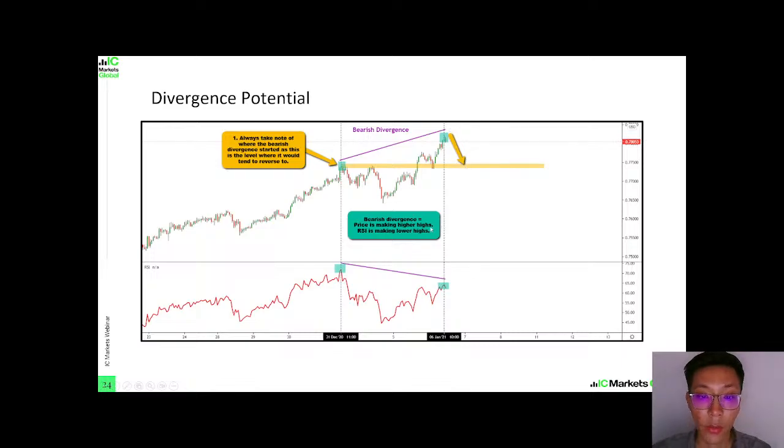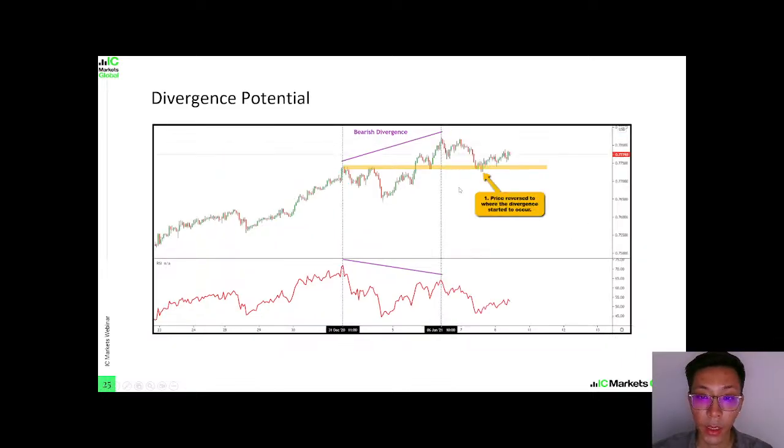So bearish divergence equals price making higher highs, you can see, while RSI is making lower highs. And then we can see right here in this example, price actually reversed to where the divergence started. Then from here we can see the rebound all the way up here as well. This is just extra knowledge: price will actually tend to fall from the higher high all the way to where the divergence started. So just take note of that.